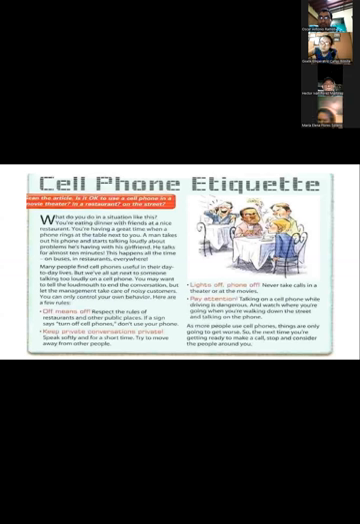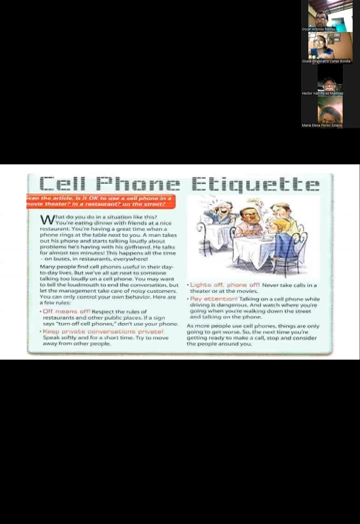Here are a few rules. Look at the rules. Which ones are mentioned in this part? Off means off. Respect the rules of restaurants and other public places. If a sign says turn off cell phones, don't use your phone. Next, keep private conversations private. Speak softly and for a short time, and try to move away from other people. This is very interesting.